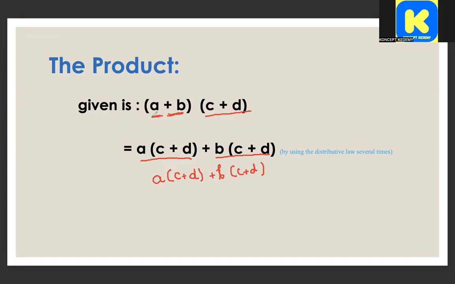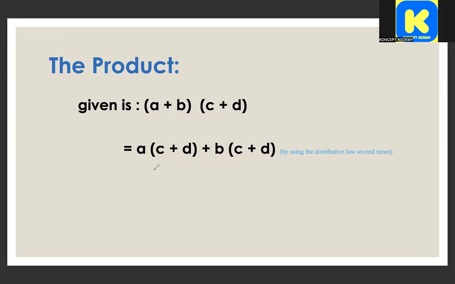Like the first variable of the first factor was a, and I multiply the whole second part with a. Then in front of this b, there was a plus sign, so plus b, and then I'm multiplying this c plus d, the whole second factor, with the second variable of the first factor. So this way we will get a into c plus d plus b into c plus d.